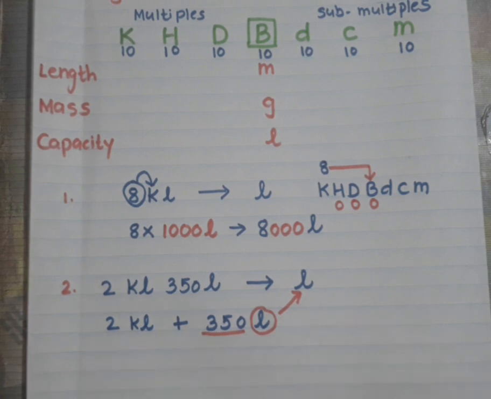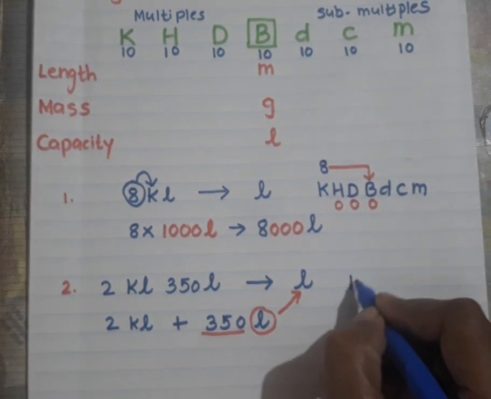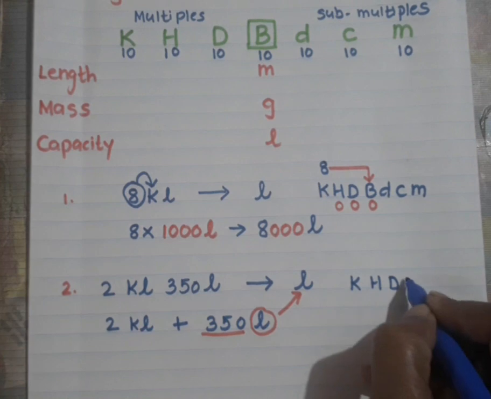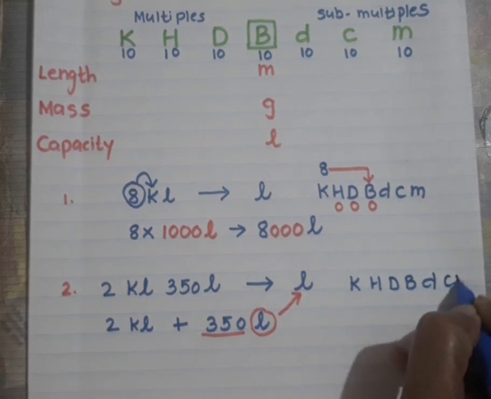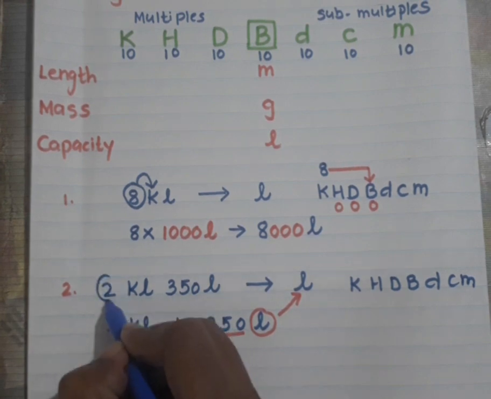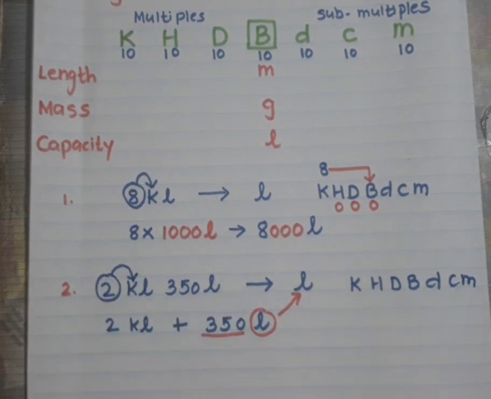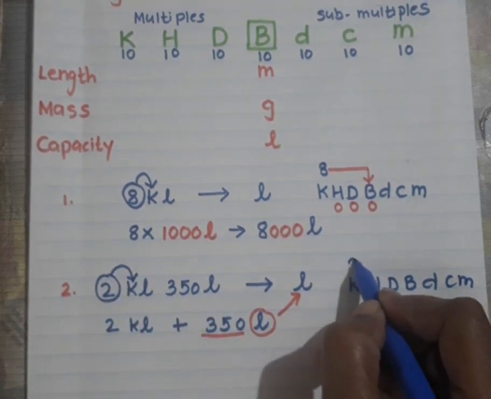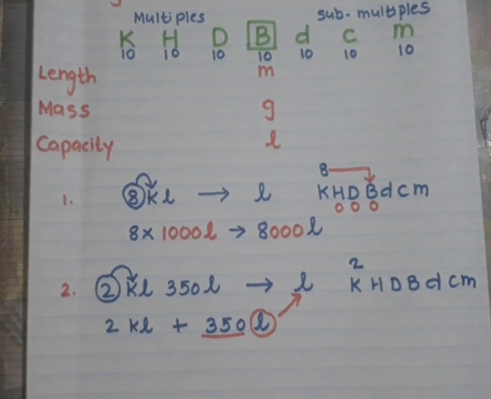Alright. So as usual, first write down. King Henry died by drinking chocolate milk. Now where is this digit 2 sitting? It is sitting on kilo. Right? So let's write it here. Kilo. And till where it has to go?